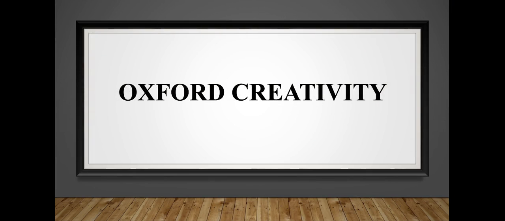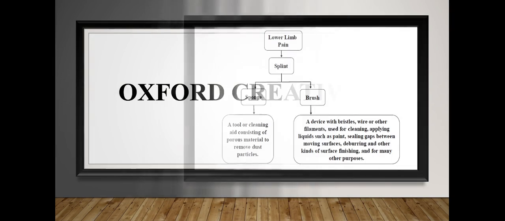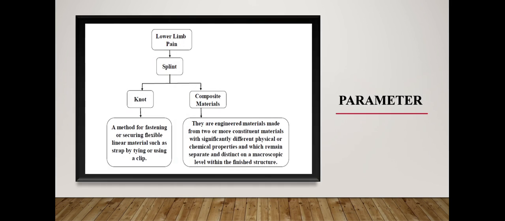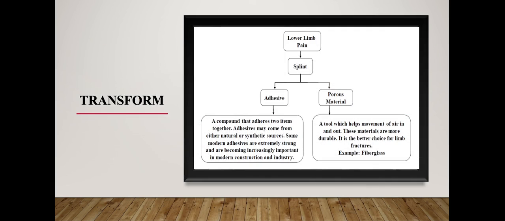Now coming to Oxford creativity. First, functions. Under function, there are two: sponges and brushes. Next, parameters. Under parameters: knob and composite materials. Then transform. Under transform: adhesive and porous material.